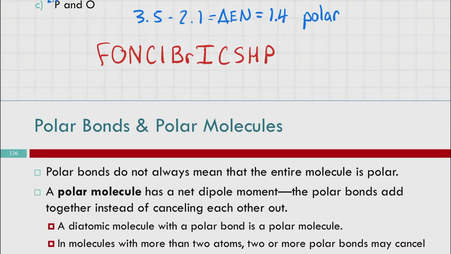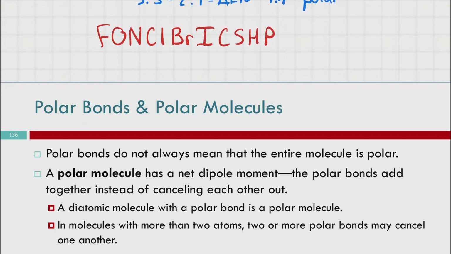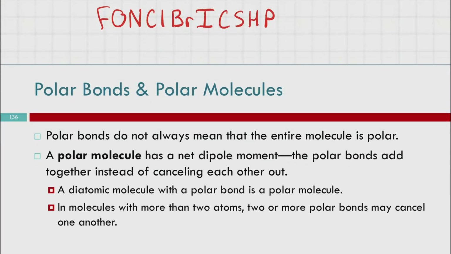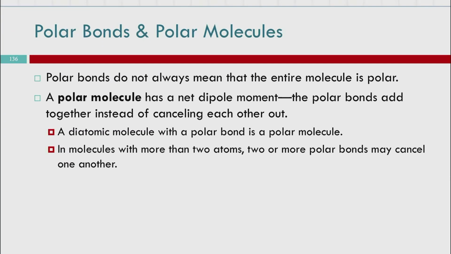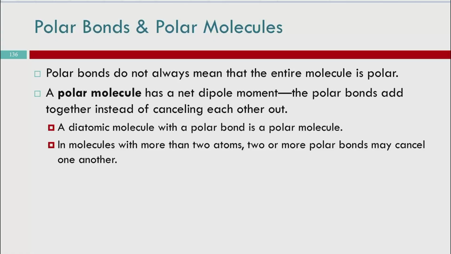Okay, so that's just looking at individual bonds. We're going to build off of individual bonds though, so we can move out of just bonds into thinking about entire molecules. Molecules can also be polar, and a polar molecule has an overall dipole moment. An overall, over the whole molecule, charge separation. That's all the dipole moment is.